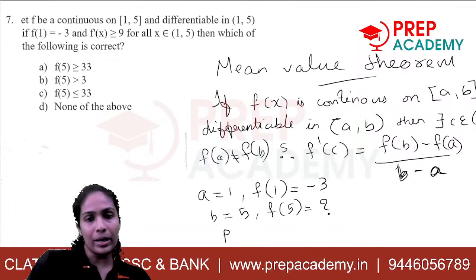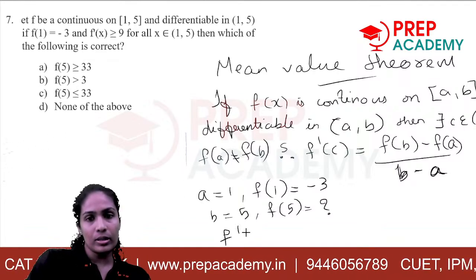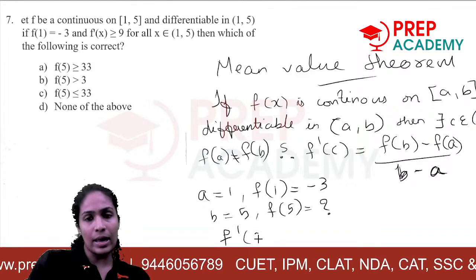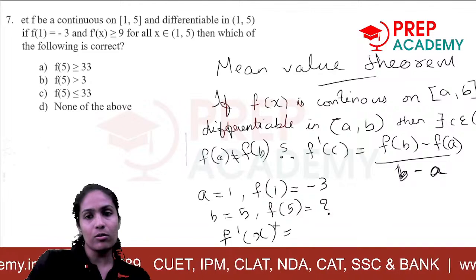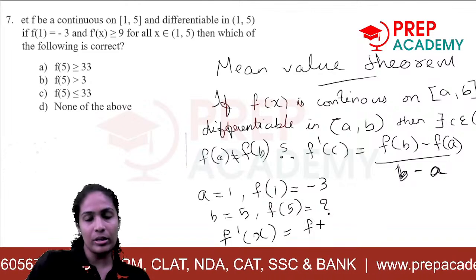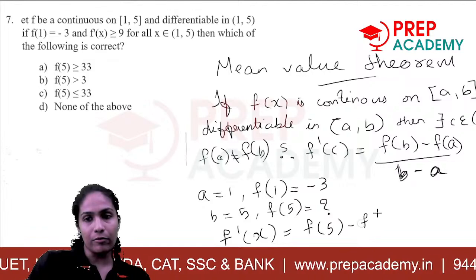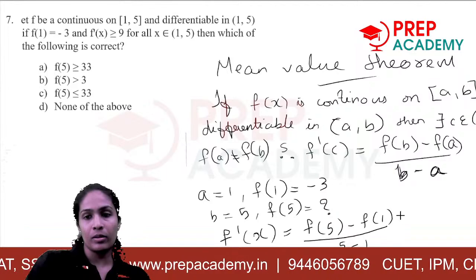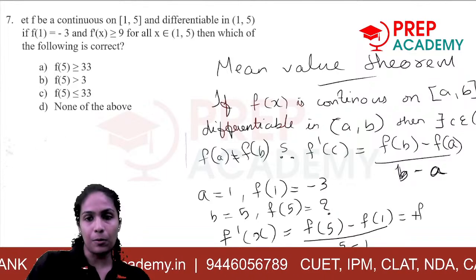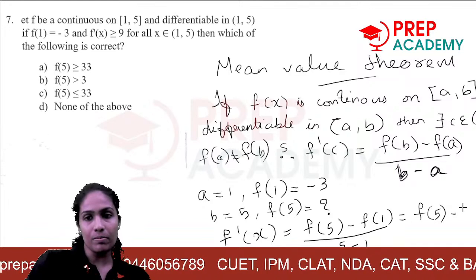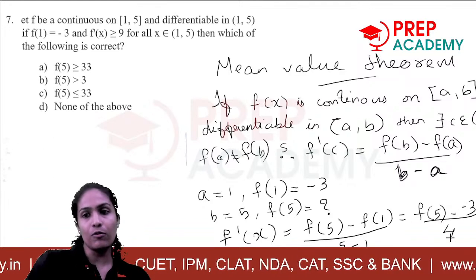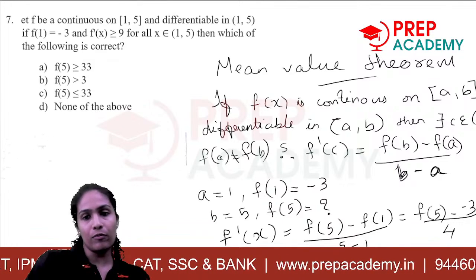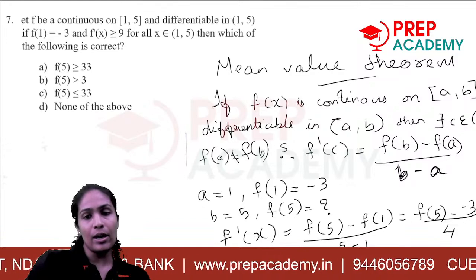So, applying the mean value theorem, f'(c) for any point c, or you can write x in place of c, f'(x) is equal to (f(b) minus f(a)) by (b minus a). f(b) means f(5) minus f(a), by b minus a means 5 minus 1. f(5) is unknown, minus f(1), which is minus 3, by 5 minus 1, which is 4. So f'(x) is equal to (f(5) plus 3) by 4.